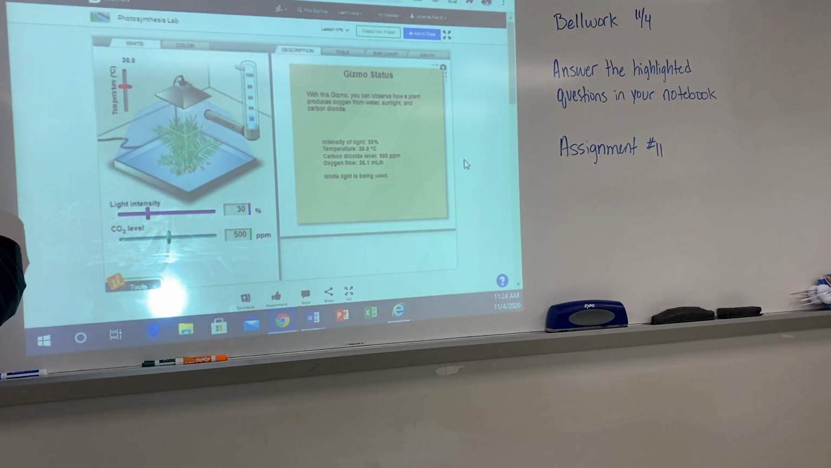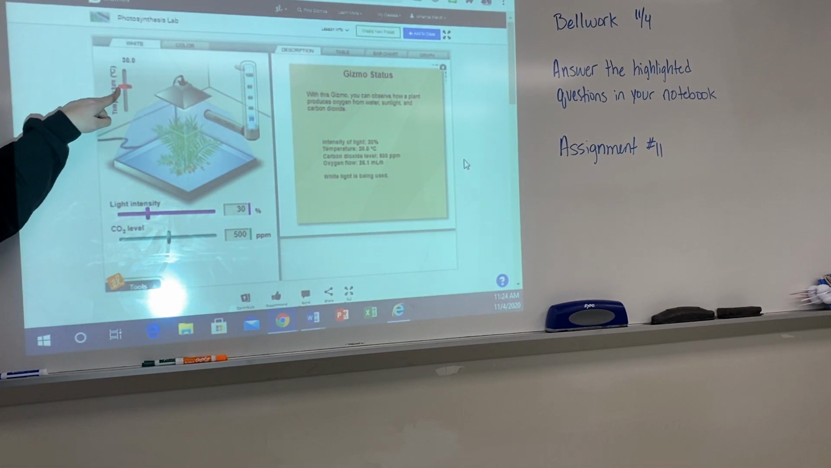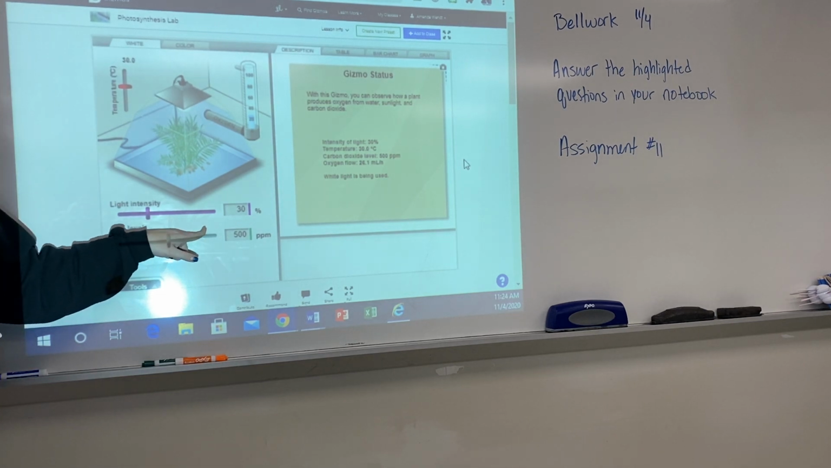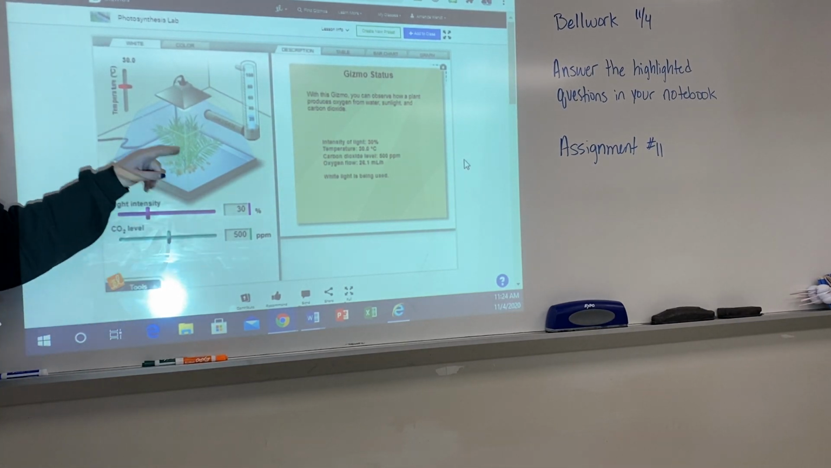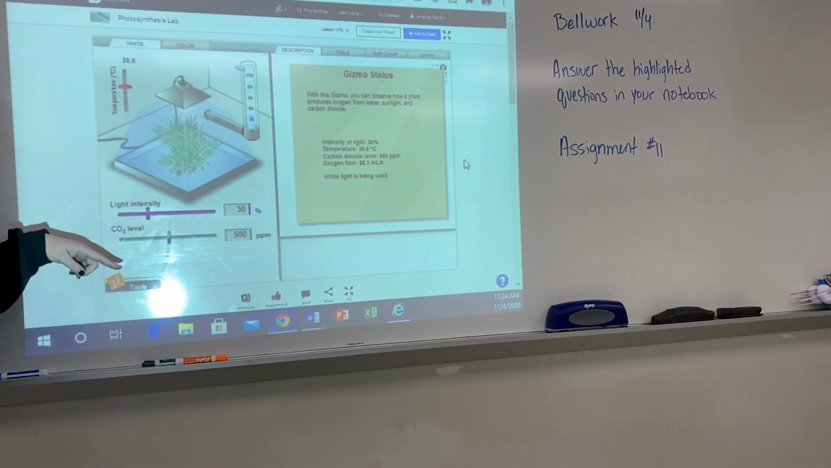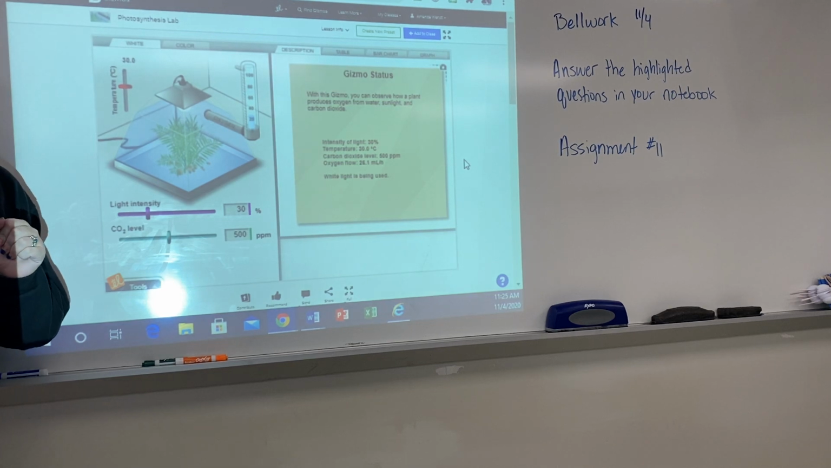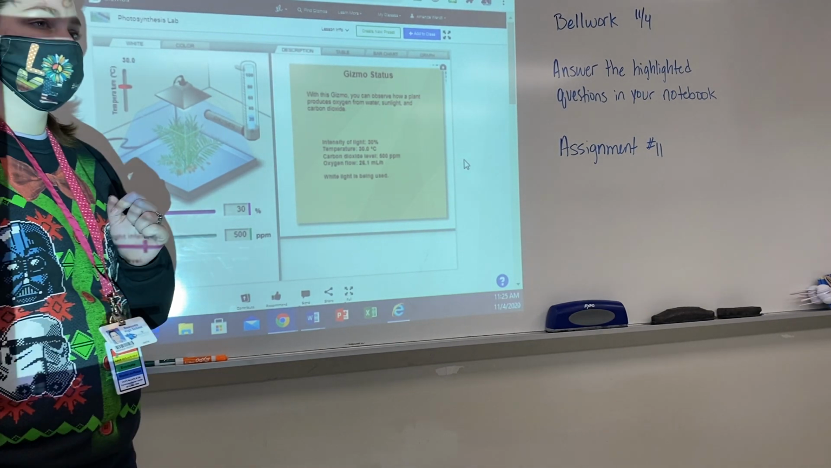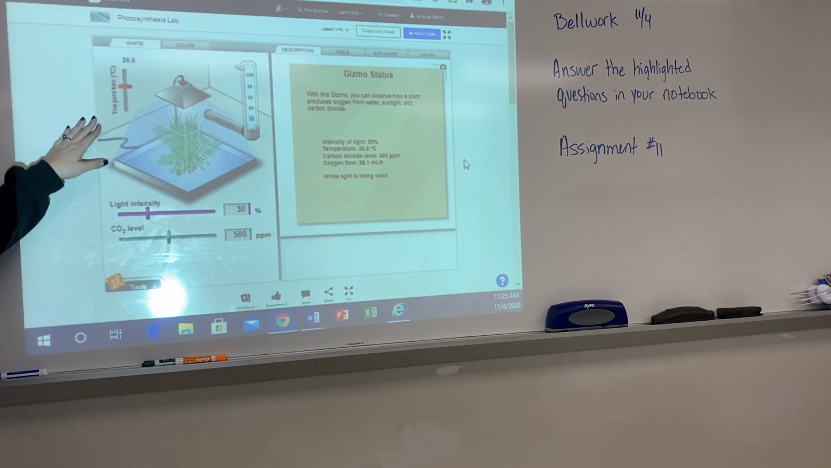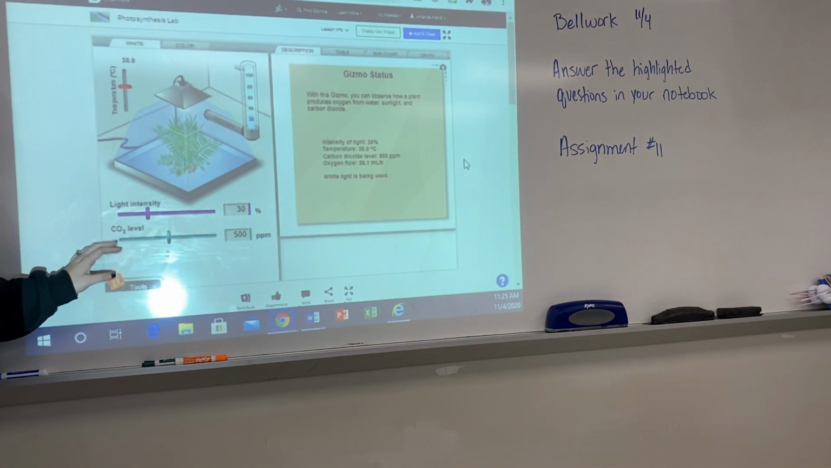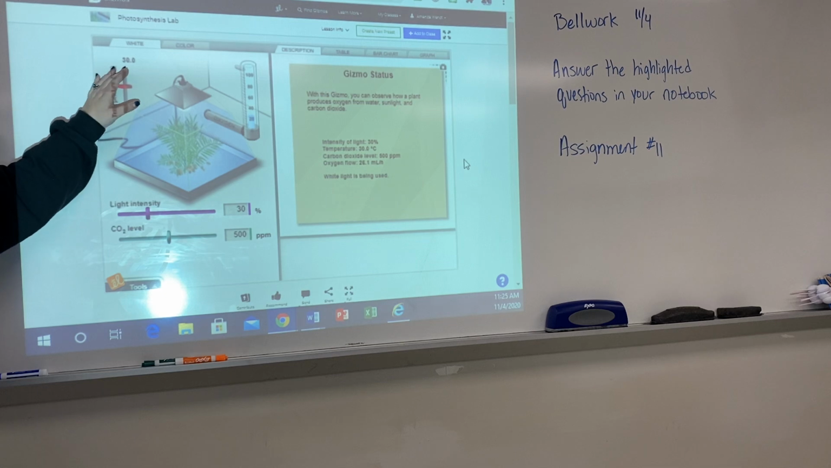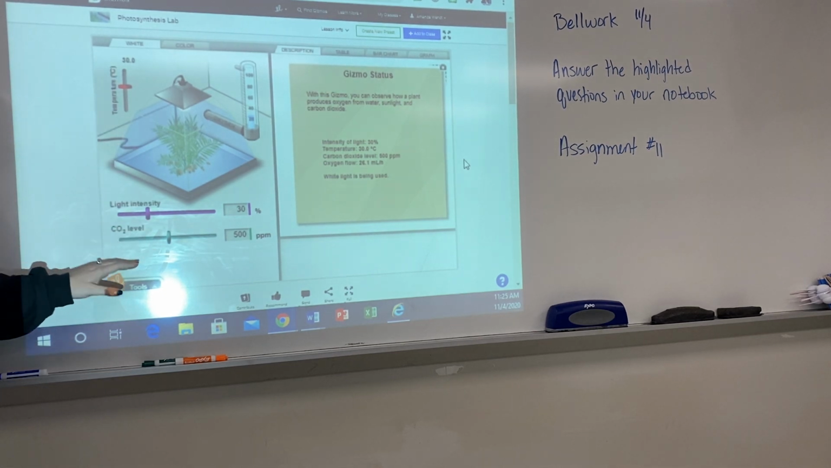One, I want you to predict what is going to happen if we take your three reactants and take them all the way to the max. So what's going to happen if we bring our temperature all the way up, and our light intensity and our CO2 all the way to the max? And then your second prediction, I want you to predict what will happen if we take away all three of these things: you drop down your temperature, you take away your light intensity, and you take away your CO2. So what is going to happen at both extremes? Take a few minutes to write down your predictions.